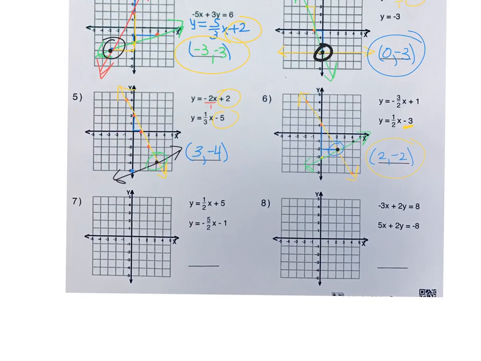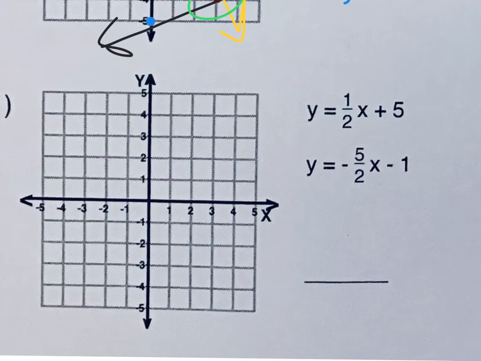Okay, moving on. Number 7, begin at the B and put a point. Let's see, we're going to begin at the B, which is +5, put a point here. And we can't rise 1 and run 2, so we have to reverse it. So that means we have to go down 1 and back 2, which is here, down 1, back 2, which is here, and then we're going to connect them with a line.